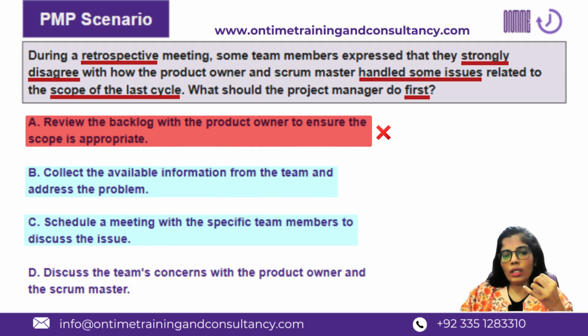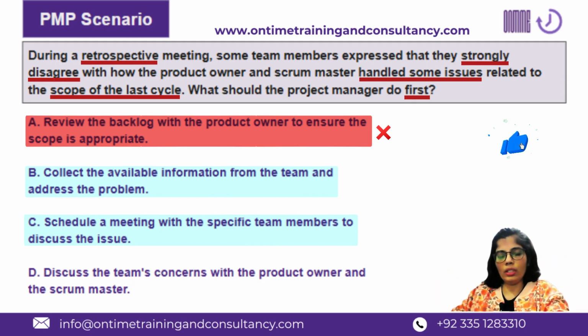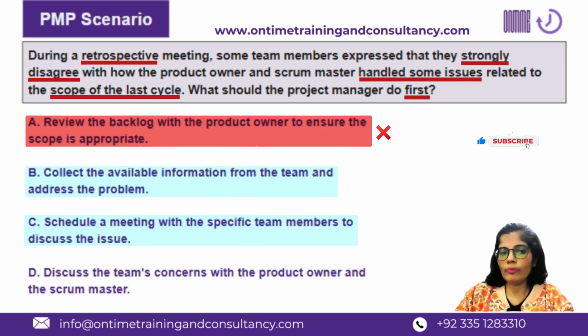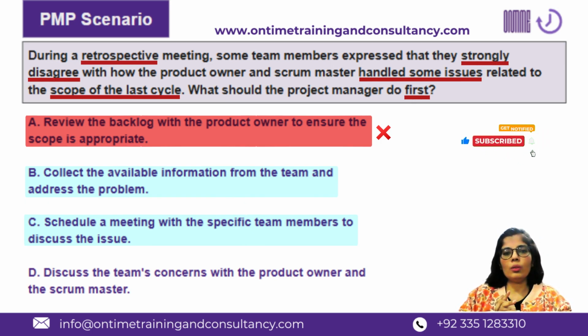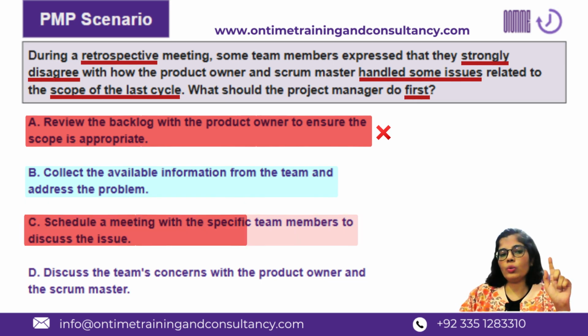So only scheduling a meeting with the specific team members in silo, I mean, this is not in silo, but in silo in the way that you are actually keeping product owner, scrum master out of the picture. It's not how collaboration is achieved. So this is why C is not the best thing to do.